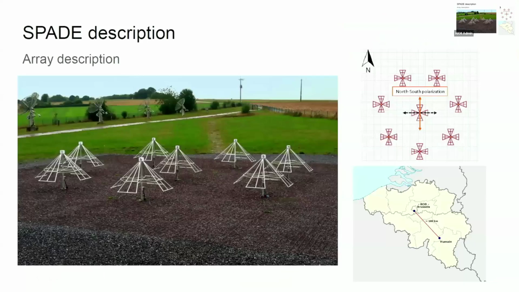So what is SPADE? SPADE is a small phased area demonstrator. It's a radio telescope located in the Humain Radio Astronomy Station, which is 100 kilometers in the southeast of the Royal Observatory. And it's a system composed of 8 elements, organized like you can see here, with 1 element in the middle and the 7 other around. Each element is built of pair antennas oriented north, south, and east-west.